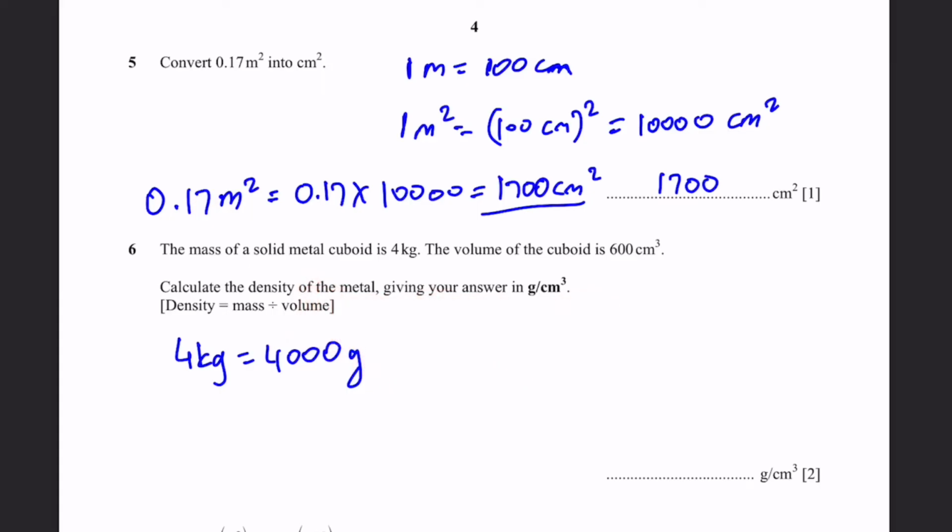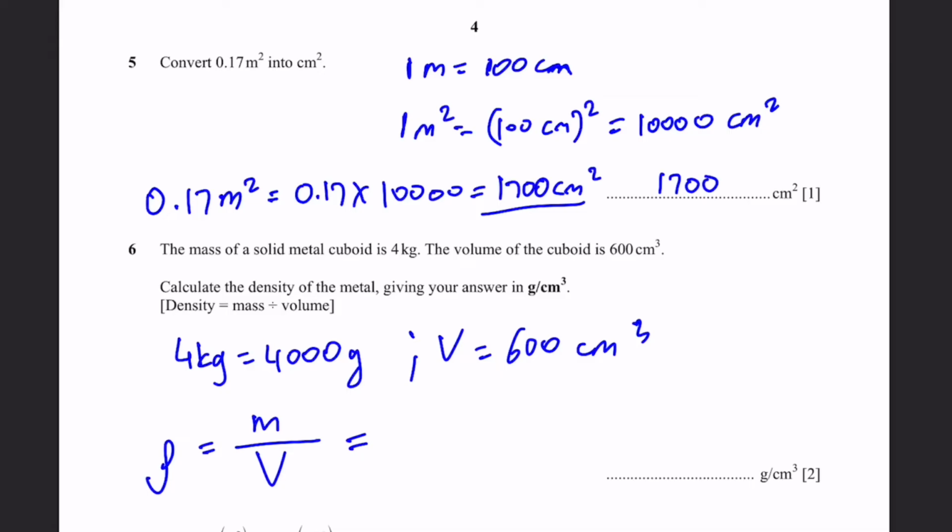So multiplying both by 4, we get that. And then we have the volume, which is 600 centimeters cubed. Now we can just find the density. The density rho, this is the Greek symbol, which is pronounced as rho. If you've studied physics, you would know that this is the sign for density. And that's going to be mass by volume.